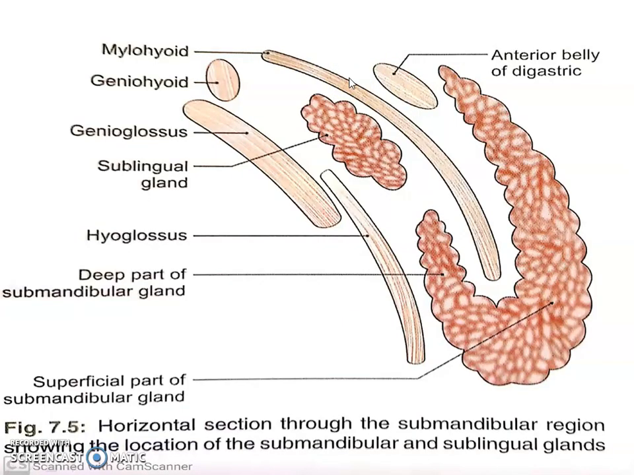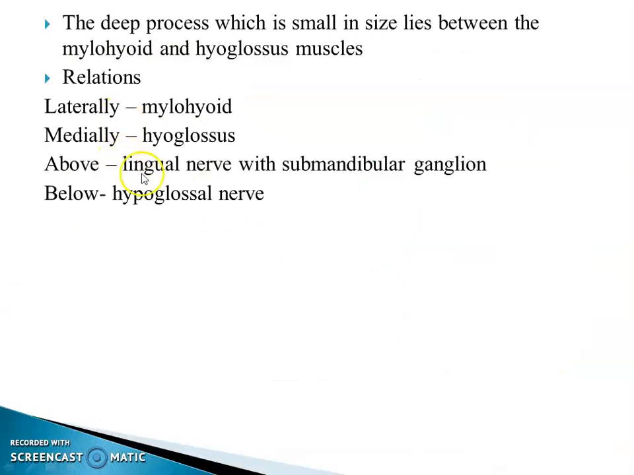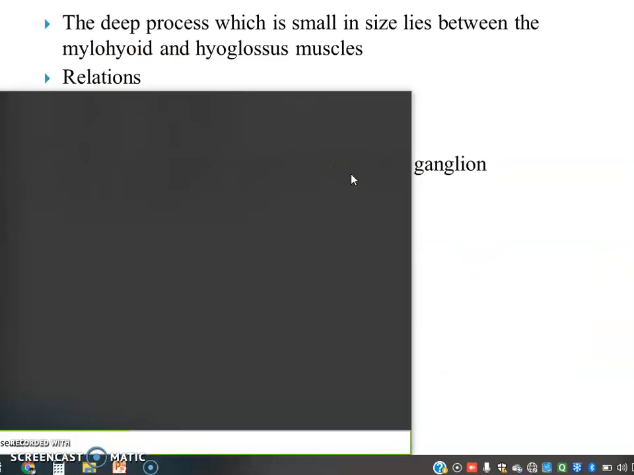In this diagram, we can see this is the deep process, which is present between the mylohyoid on the lateral side and, medially, the hyoglossus muscle. Then above the deep process, we have the lingual nerve and submandibular ganglion.